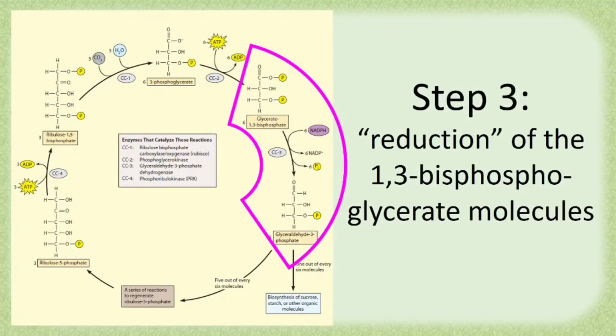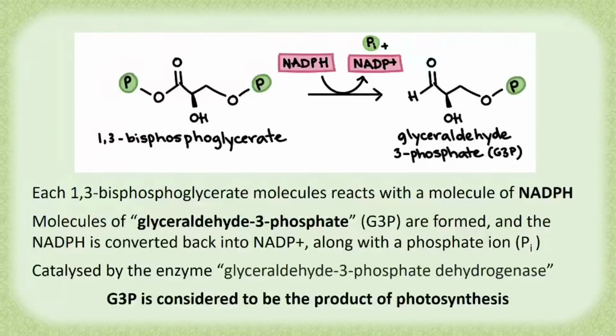The third step of the Calvin cycle can in some ways be considered to be the end of the process of photosynthesis, because it's this step that's going to produce the useful G3P that is the final product of photosynthesis as far as we're concerned. So it's a type of reaction known as reduction, and we'll look now at the detail of what goes on in this step. The equation here shows what's going on in this third step of the Calvin cycle.